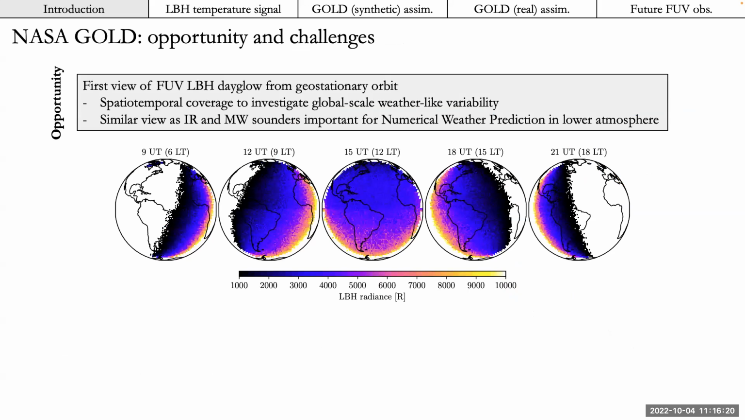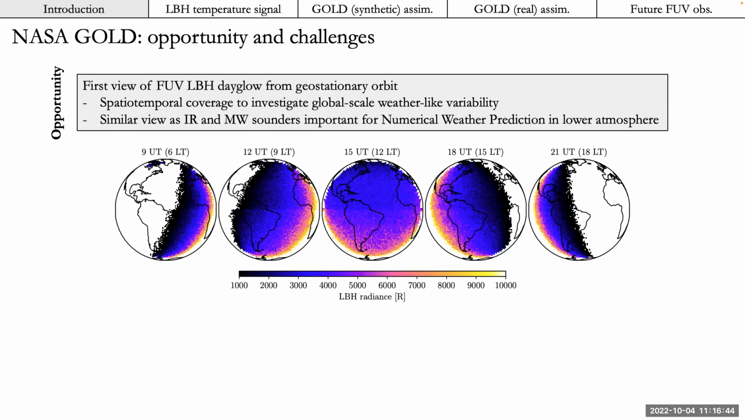So one of the recent missions to probe these LBH bands is NASA's GOLD mission. And GOLD provides a global scale perspective of the LBH bands on the disk and limb, but we're focused on the disk from geostationary orbit. That is very similar to the view provided by the microwave and IR sounders for the lower atmosphere.